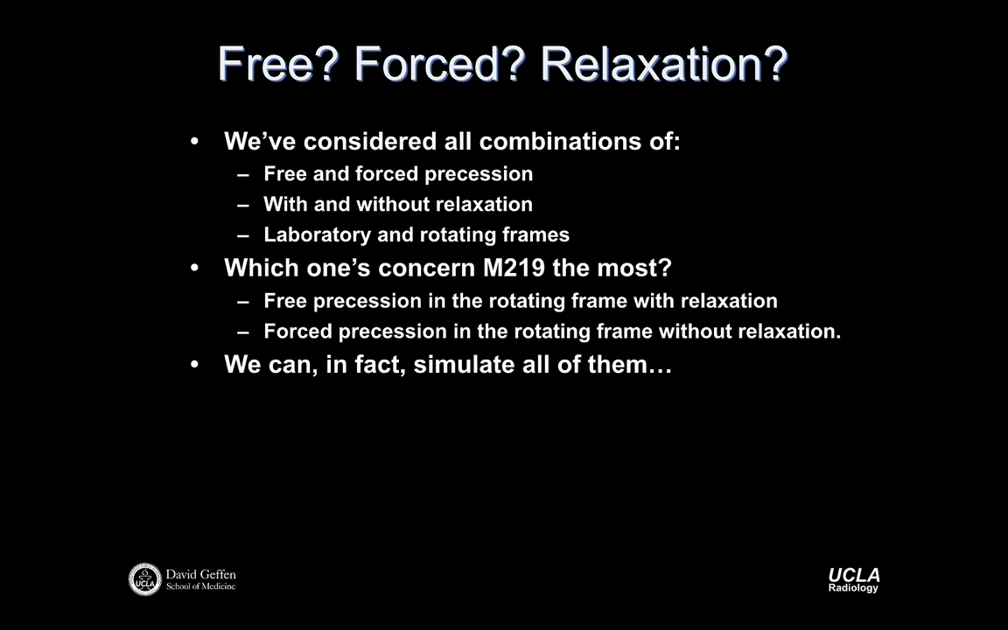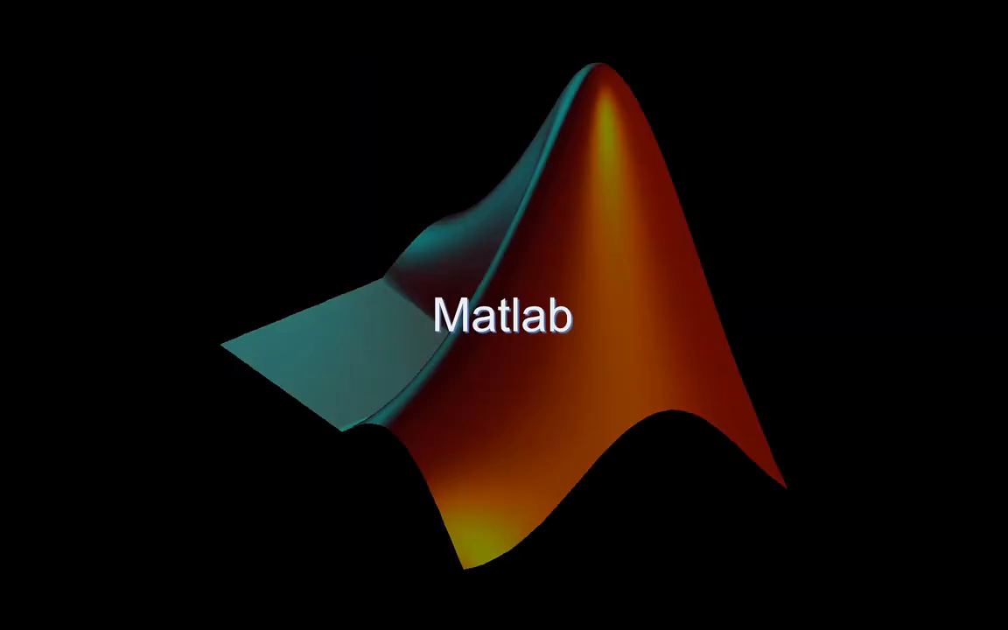Or we care about forced precession in the rotating frame, but we ignore the effects of relaxation at that point. We're forcing the spin system to do something. We need to tip it by 90. We need to flip it over with a focusing pulse. We want to do something else. That's fine. That's a forced precession. It's a short event, and we don't care. So these end up being the two main conditions that we care about. And then, of course, we can simulate all of them.